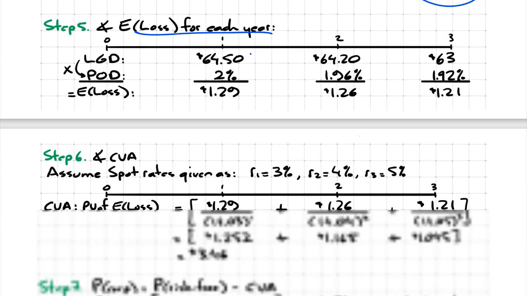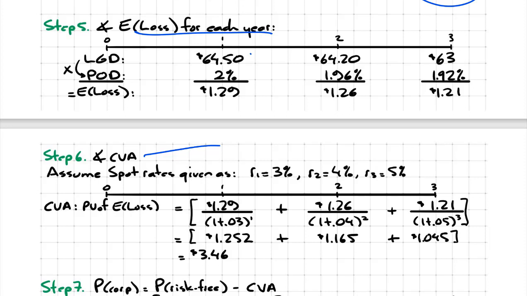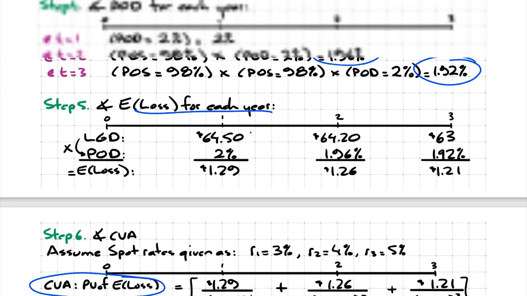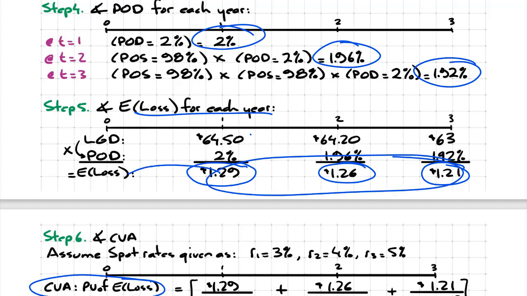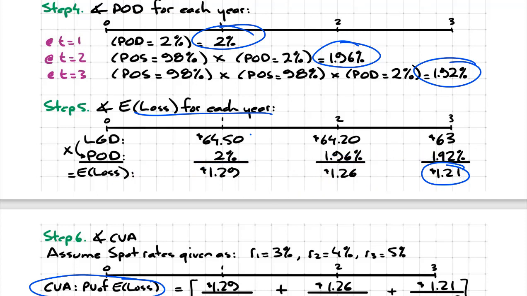Then step 6, that's when we calculate the credit valuation allowance. Credit valuation allowance is the present value of these expected losses. So in step 5, what we're doing is quantifying credit risk on an annual basis. What CVA does is just say, all right, tell me what all that is worth today. So that's why we find its present value.